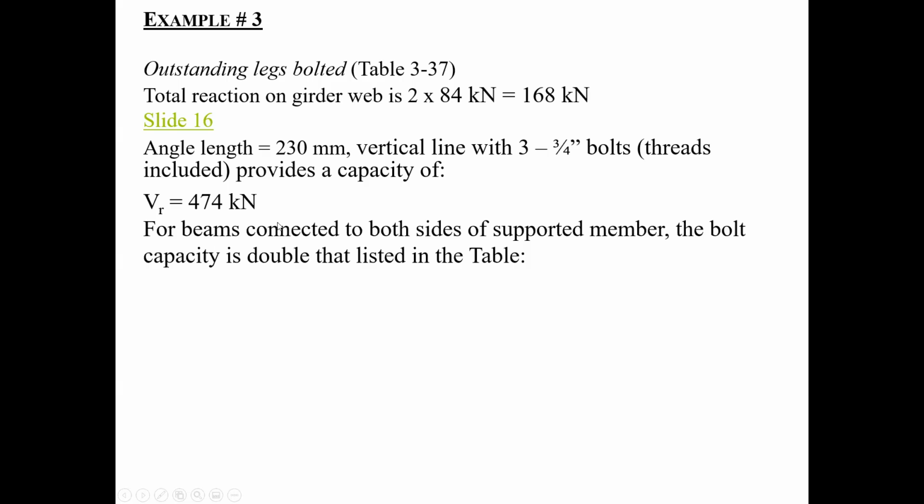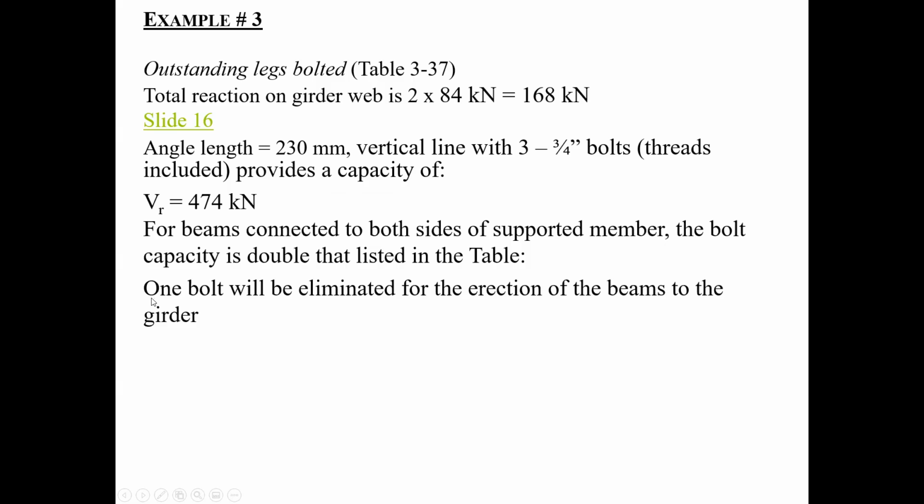Now, of course, for beams connected on both sides of the supported member, the bolted capacity is double that listed in the table. One bolt will be eliminated for the erection of the beam. This is why I'm going to explain this: when you're framing these things, you're actually going to be cutting out one of the angles so that when you frame one beam on one side, you can put the bolt and it won't interfere with the beam that you're erecting on the other side.